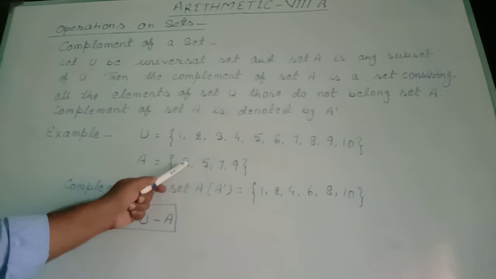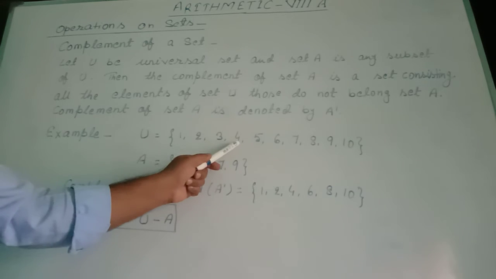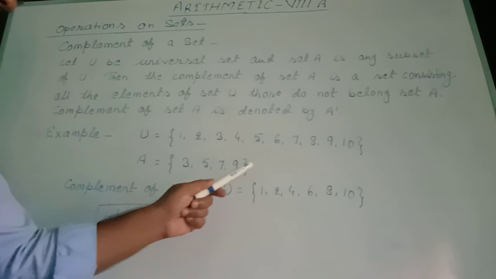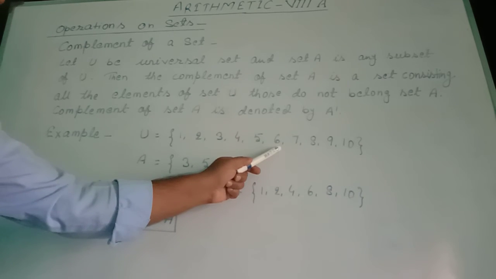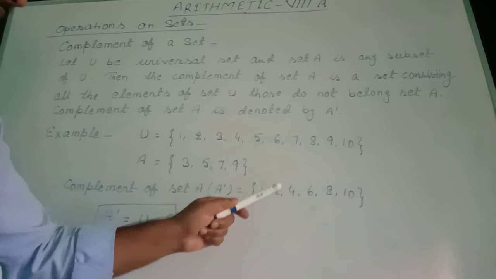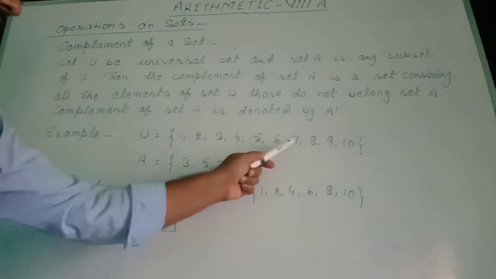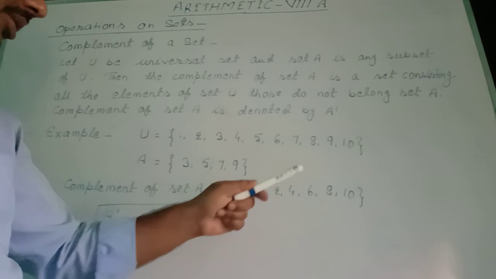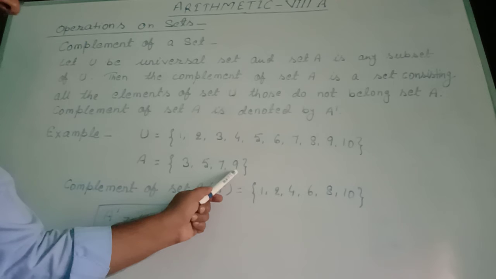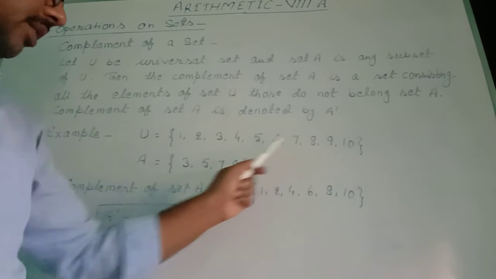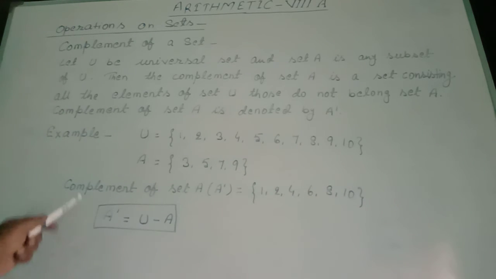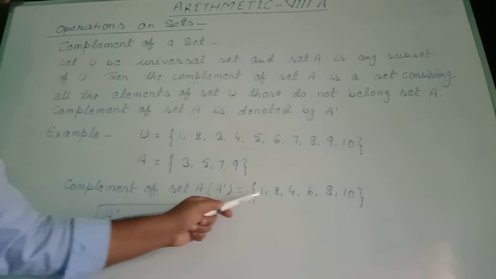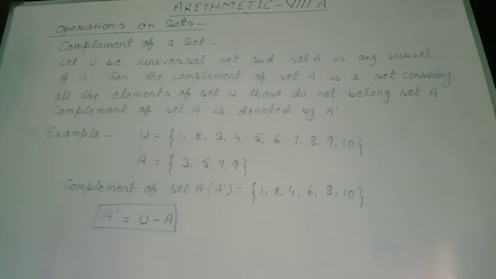3 belongs to set A, so I did not write. 4 does not belong to set A, so I wrote here. 5 belongs to set A, so I did not write. 6 does not belong to set A, so I wrote. 7 I did not write because 7 belongs to A. 8 does not belong to set A, so I wrote it. 9 I did not write because it belongs to set A. And 10 does not belong to set A, I wrote 10. So complement of set A, represented by A dash, is equal to 1, 2, 4, 6, 8, 10.